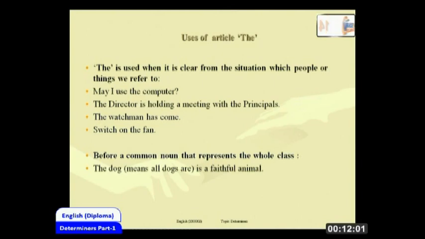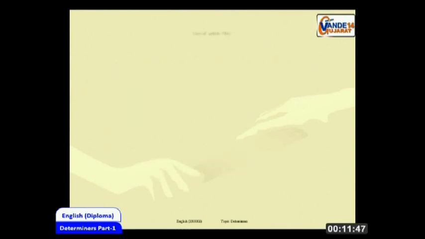So here, before a common noun that represents the whole class: The dog is a faithful animal. Which dog are you talking about? I am talking about all dogs, the whole class of dogs. The peacock is a beautiful bird. The peacock means all peacocks. They are beautiful.